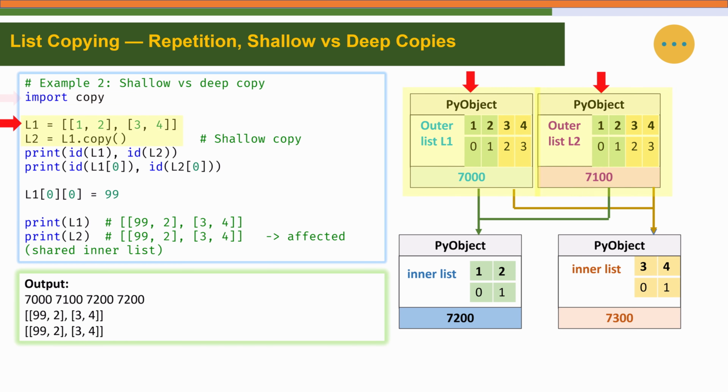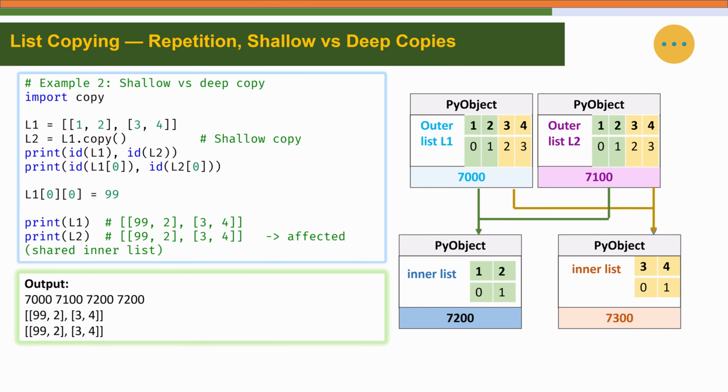Suppose we have a list L1 containing 2 inner lists [1, 2] and [3, 4]. We make a shallow copy L2 using L1.copy and a deep copy L3 using copy.deepcopy. Now if we modify L1[0][0] = 99, the change affects both L1 and L2 because they share the same inner list. A shallow copy makes a new outer list but doesn't make new copies of the inner lists. So here L1 and L2 have different outer list addresses, maybe 7000 and 7100, but both still reference the same inner lists, that is 7200 and 7300. If you modify one of the inner lists through L1, that change also shows up in L2 because both share the same inner objects.